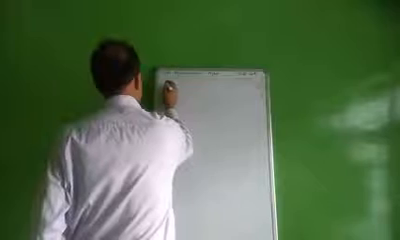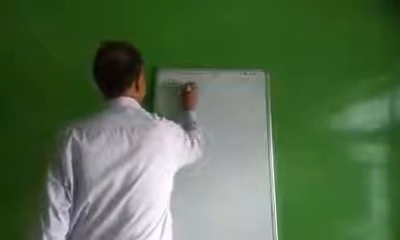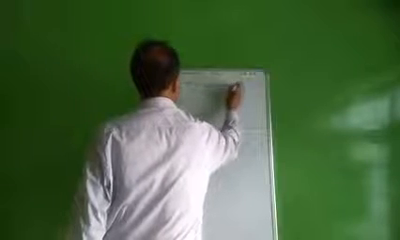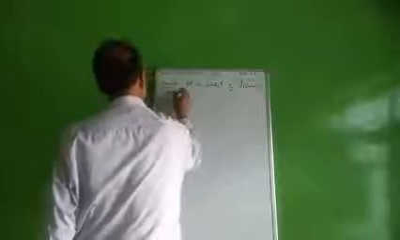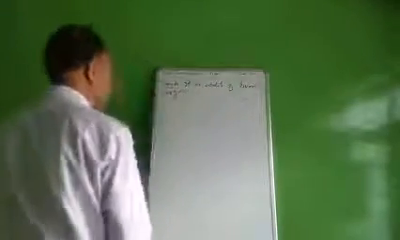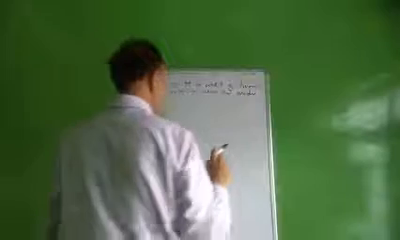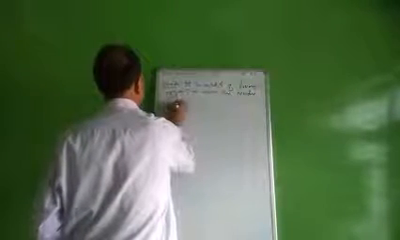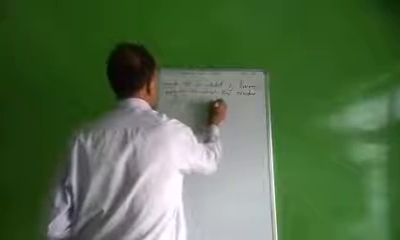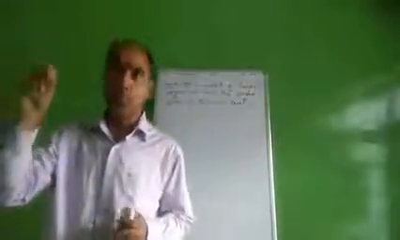So, in simple words, I define reproduction. Reproduction is the ability of living organisms by which they produce offspring of their own kind. This is the definition of reproduction.